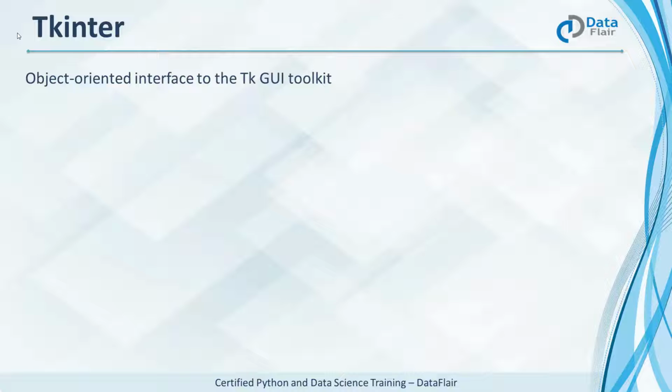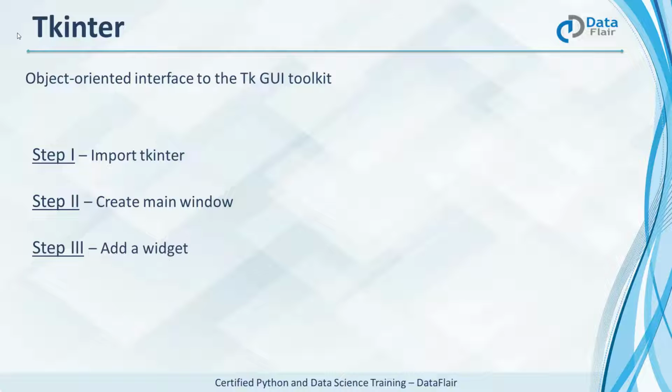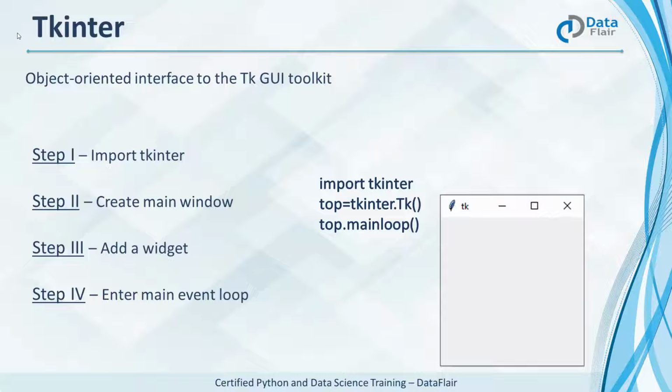Tkinter is an object-oriented interface to the Tk GUI toolkit. Working with this, we generally have 4 steps to follow. Import the Tkinter module, create a main window for the application we're creating, add as many widgets as we want, then enter the main event loop so the application can deal with an event when it's triggered. So we import Tkinter, create a top window, and enter the main event loop. We save this in a file and call it tkdemo.py.